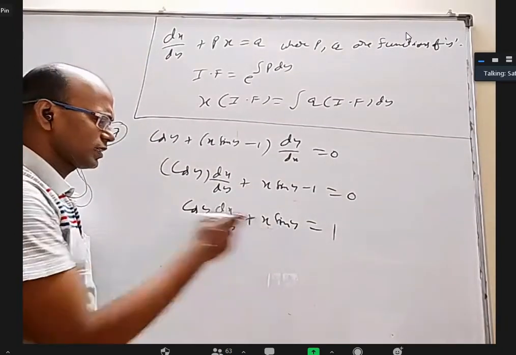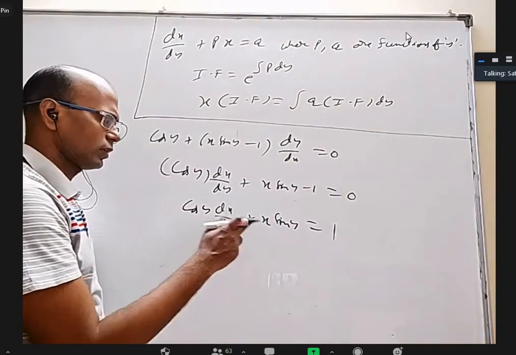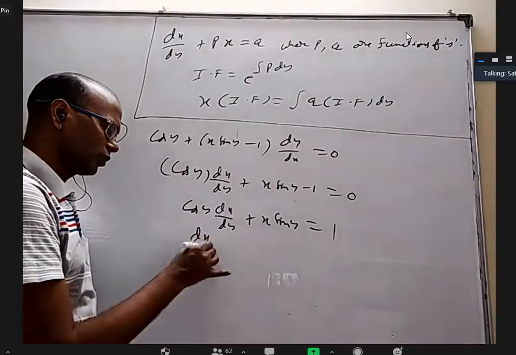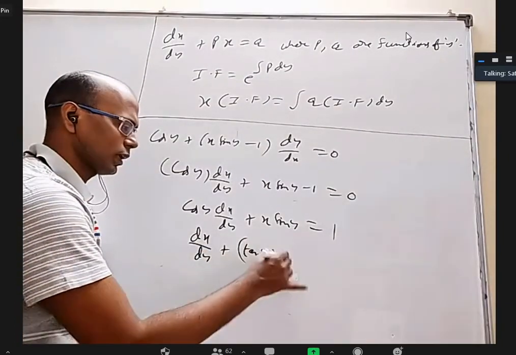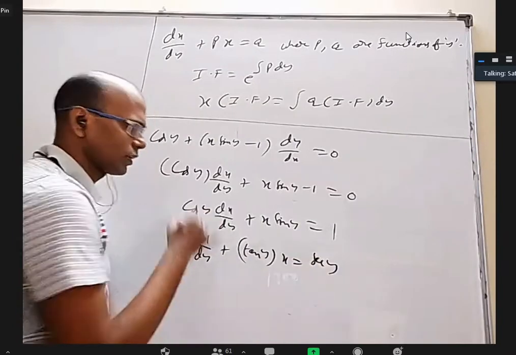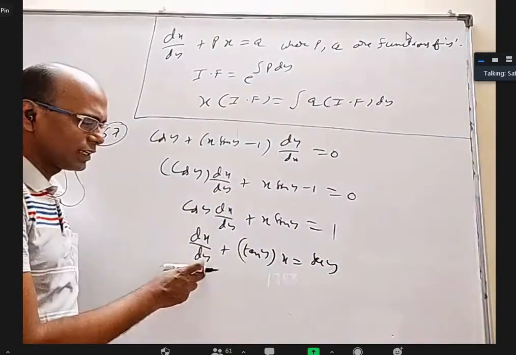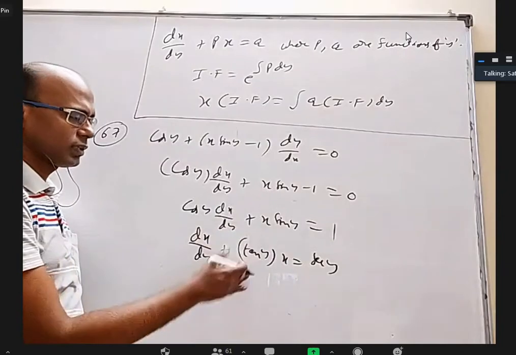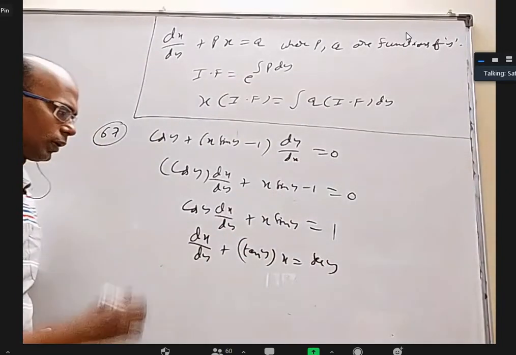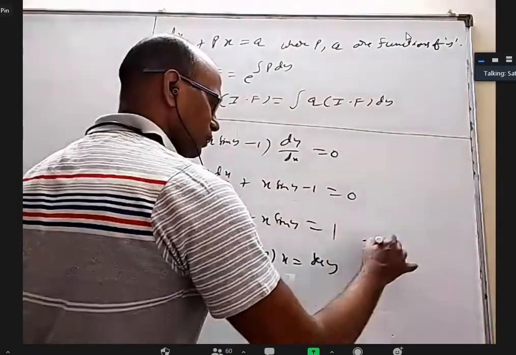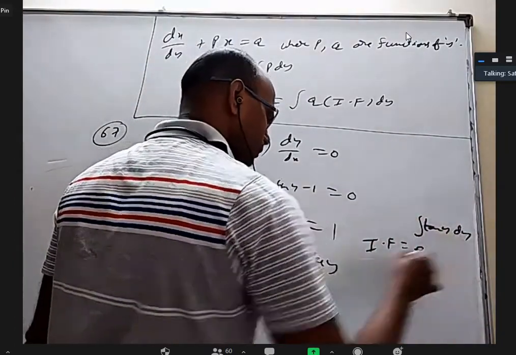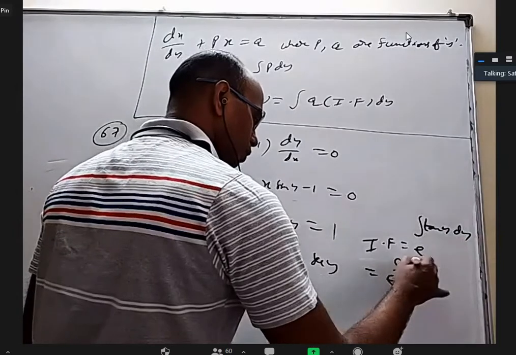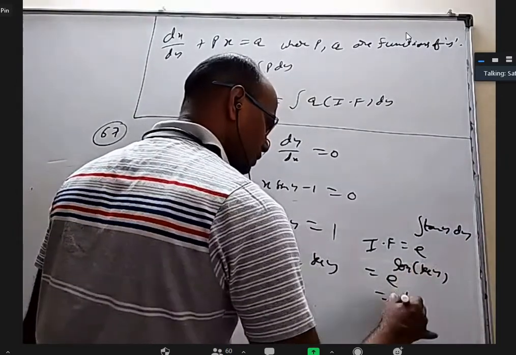Right here we may see something, but it's okay. I'll divide with cos y: dx by dy plus tan y into x is equal to secant y after dividing with cos y. Now it is nicely dx by dy plus px equal to q, where this is a function of y, this is a function of y. So what is our integration factor? E power integral tan y dy, which is e power log secant y, which is secant y itself.